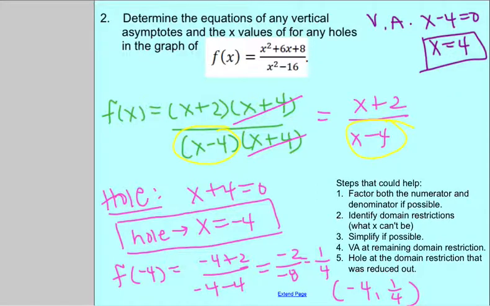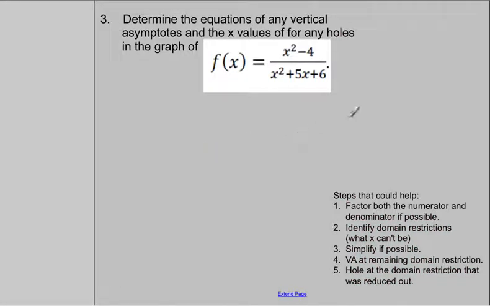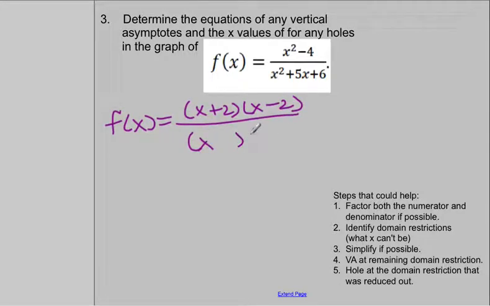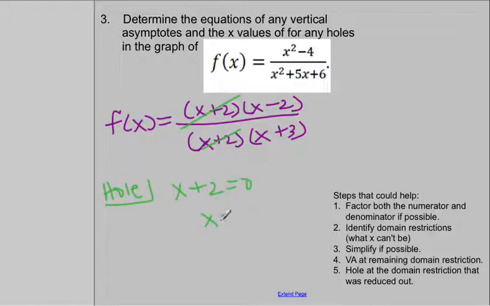All right, example 3. So I'm going to determine the equation of any vertical asymptotes again, and also any holes. So let's go ahead and factor. My numerator would be x plus 2, x minus 2, because it's that difference of perfect squares. Then I would say to myself, what multiplies to 6 but adds to 5? Plus 2 and 3. Here I notice my x plus 2's cancel, so my hole comes from when I take x plus 2 and set it equal to 0. So my hole occurs at x equals negative 2.